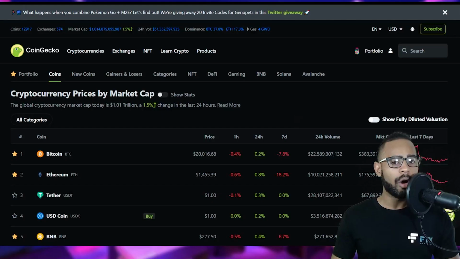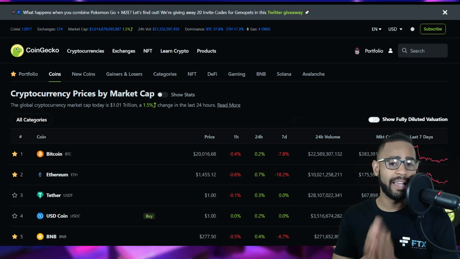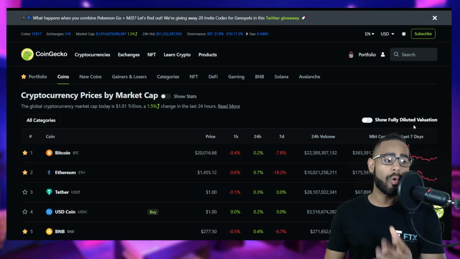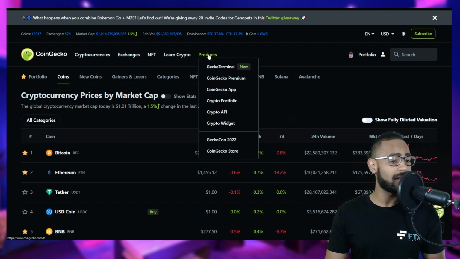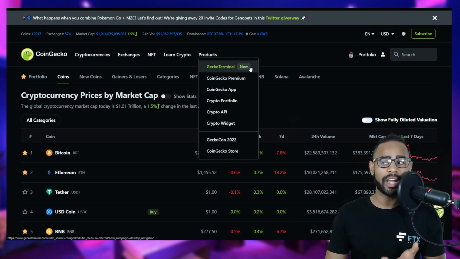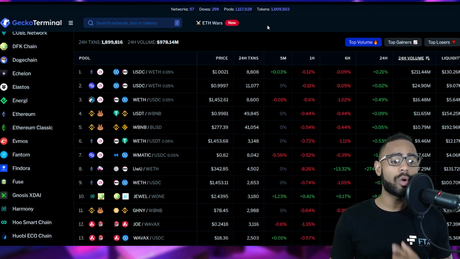Let's get started. All right, ladies and gentlemen, let's find out how you can get to the CoinGecko GeckoTerminal. On the main page of CoinGecko, where you can see all the different cryptocurrencies by market cap, all the way on the top, they have different tabs. The last one is the products section. And you can see we have something new to check out here, which is called the GeckoTerminal. Go ahead and click on that, and this is what you will come to.